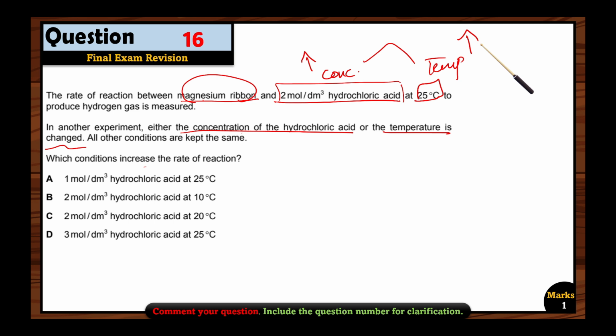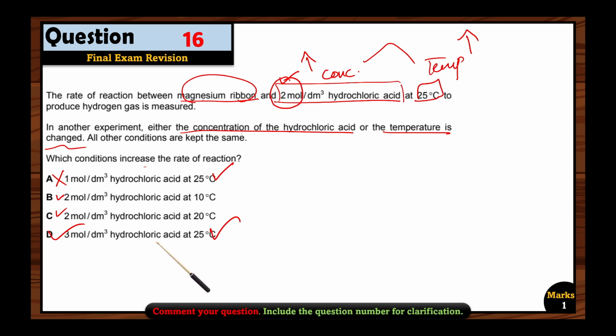So let's see one by one. Before we were using 2 mol dm cubed. If you increase the concentration, the rate of reaction will increase. More than 2 is 3, right? So this one can be the right answer, or this one can also be. Anything can be right, but this one is wrong because we are decreasing the concentration. Now let's see 25. You have to increase the temperature to more than 25, right? So where you can see 25 or more, these are the only two options.